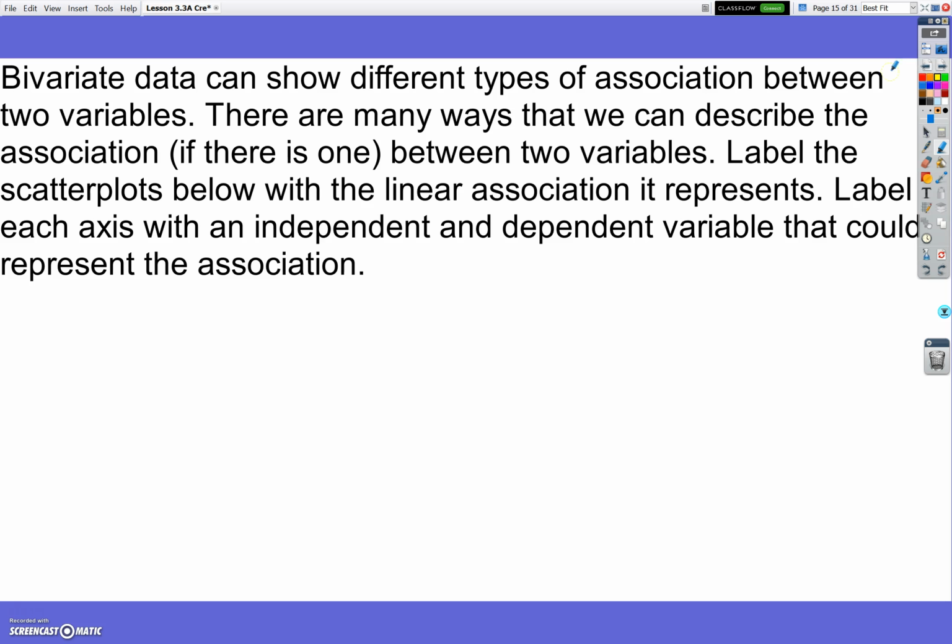All right. So bivariate data can show different types of associations between two variables. There are many ways to describe the association, if there is one, between two variables. Label the scatter plot with the linear association it represents. Label each axis as independent and dependent variables that could represent an association.